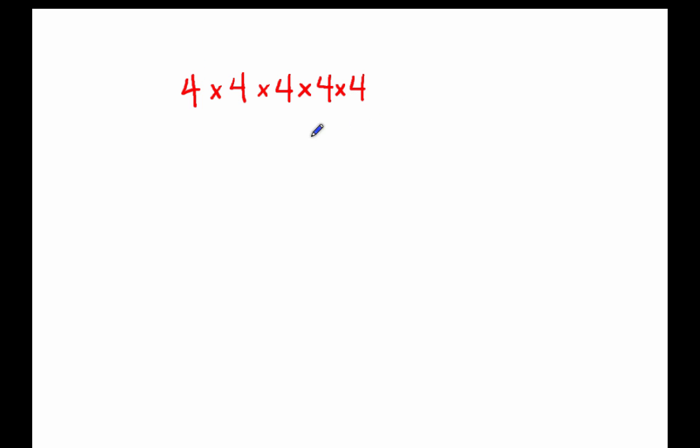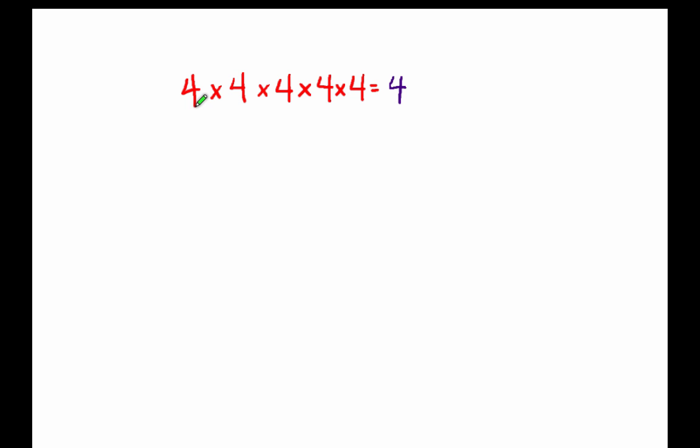Now, if we wanted to write this series of factors using an exponent, we would use our 4 as the base number because that is the factor that is being multiplied over and over. So that would be 4 as our base number, and now we need an exponent to add. Our exponent is the number that tells us how many times we're multiplying that base number by itself. So all you have to do when you're determining what exponent to use is count how many times your base number is being multiplied together.